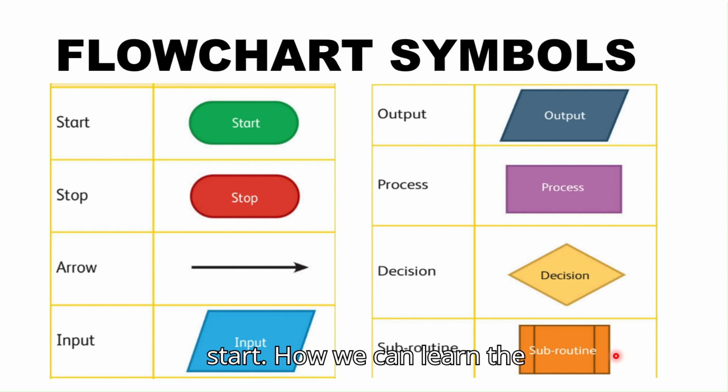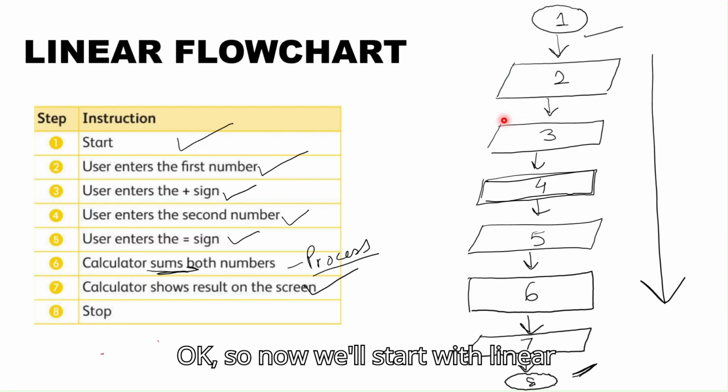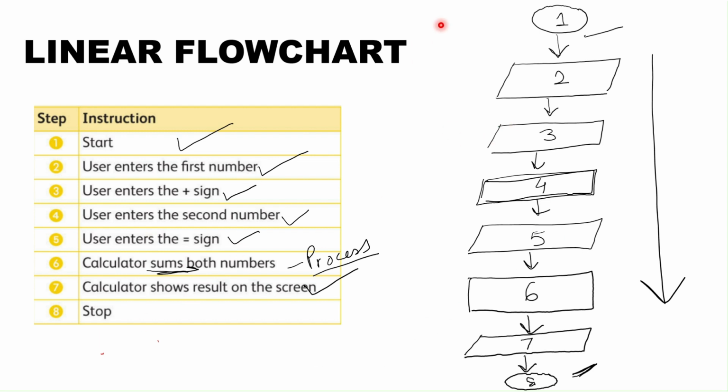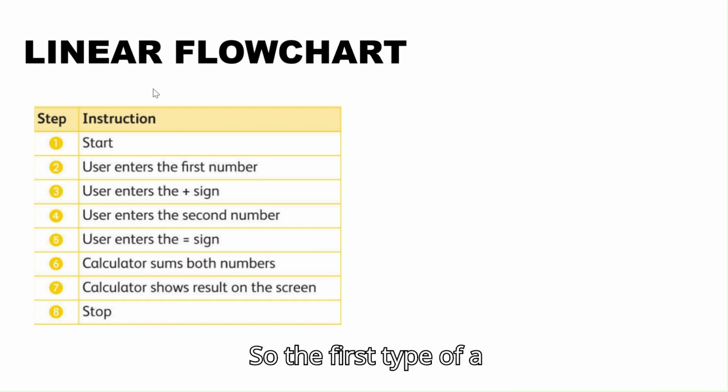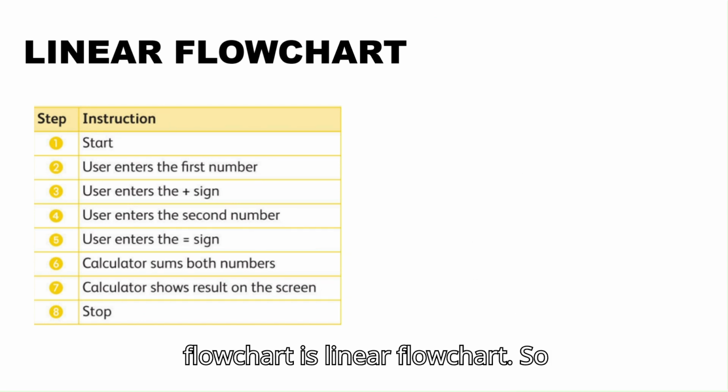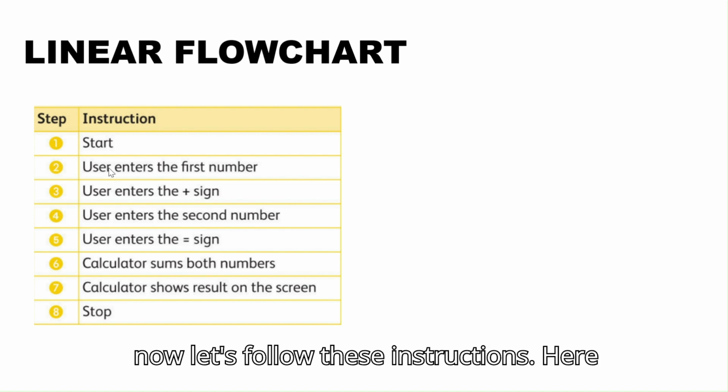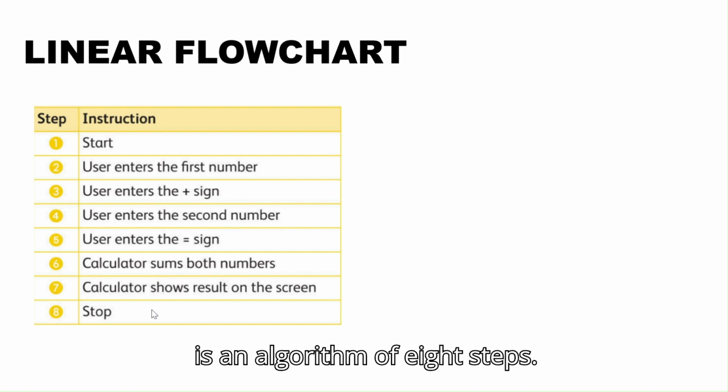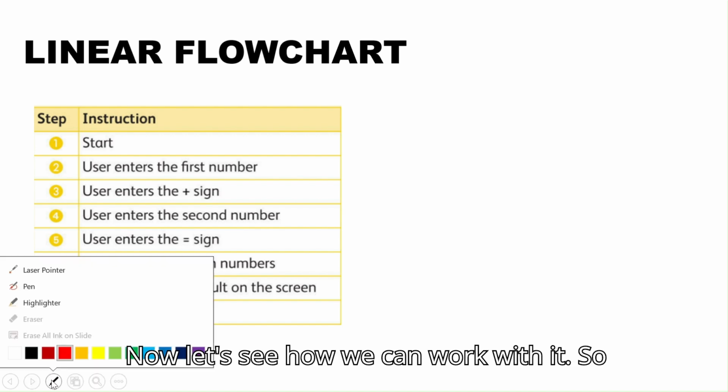So let's start. How we can learn the process. अब मैं आपको एक question display करने वाली हूँ. We'll make the flowchart as per that instruction. Okay. So now we'll start with the linear flowchart. So the first type of flowchart is the linear flowchart. So now let's follow these instructions. Here is an algorithm of 8 steps. Now let's see how we can work with it.